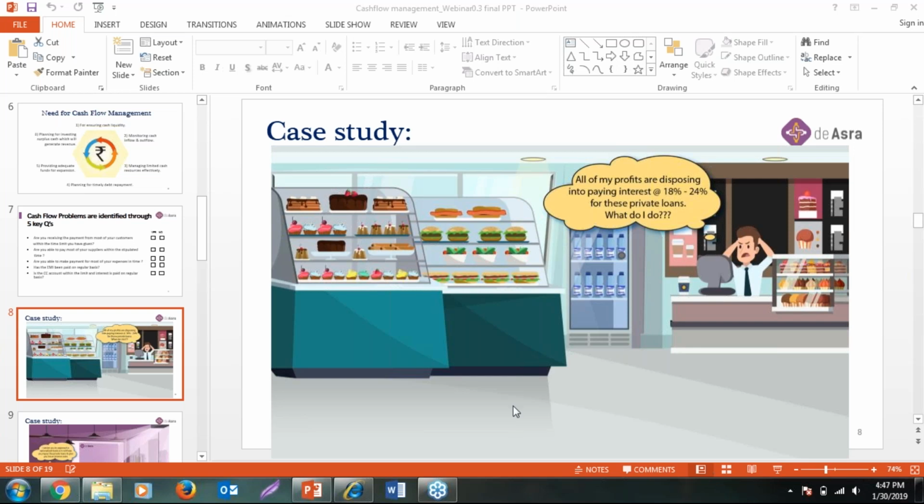Let's go through this. So this person is having a bakery business, and he came to deAsra. So this is a real case, my friends. So what he says here is, all of my profits are disposing into paying interest at around 18 to 24%, which is really high. 18 to 24% is really a higher side of interest rate. So what is he doing? He is paying this interest for these private loans. So he came to us saying, what do I do now?